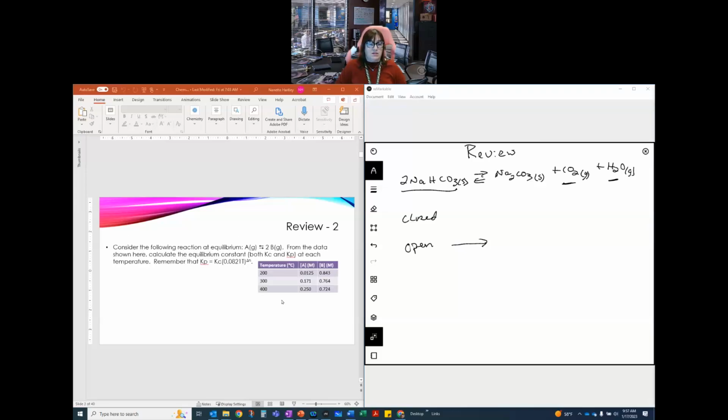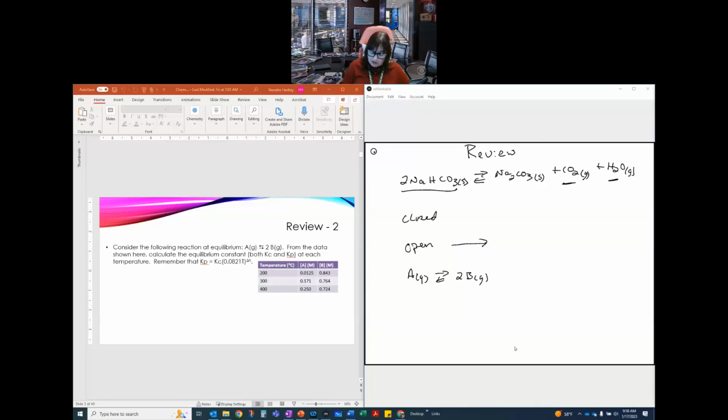When we talk about the next one, we are supposed to be considering the following reaction at equilibrium: A gas goes to 2B gas. And from the data shown here, calculate the equilibrium constant, both Kc and Kp, at each temperature. Remember that Kp equals Kc times (0.0821 T) to the delta n. All right, fine. So I'm supposed to calculate a Kc and a Kp at all of these temperatures.